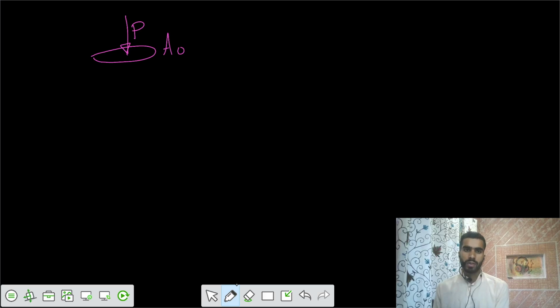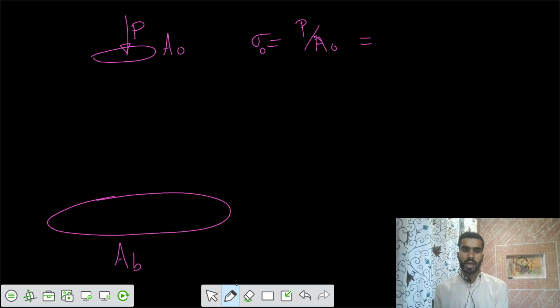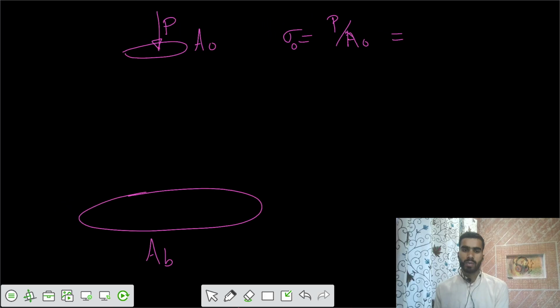So the stress developed equals sigma naught equals P by A naught. But sigma naught is valid for all values of A. So I don't know the value of A at the bottom. Let's say there is some value of A at the bottom, let's call it A at the bottom. And there is some variation. I don't know how the variation of that section is along the length.